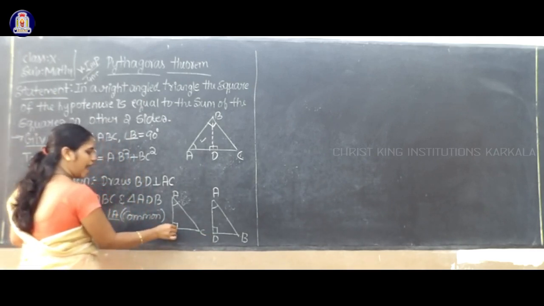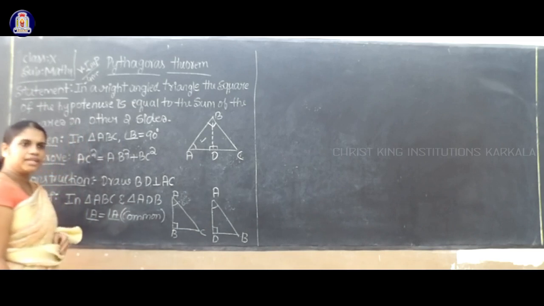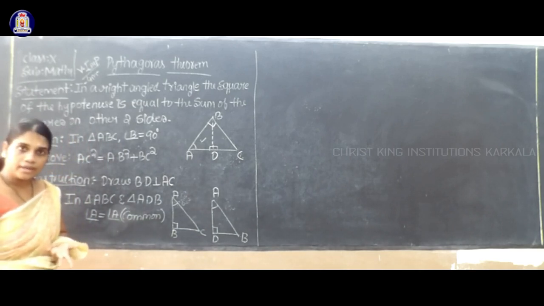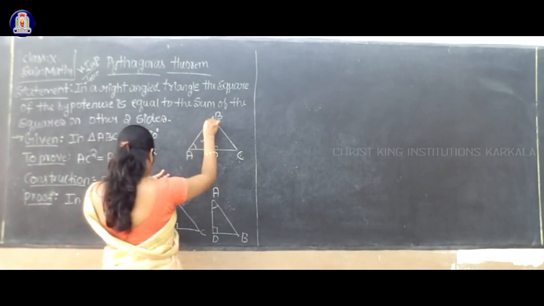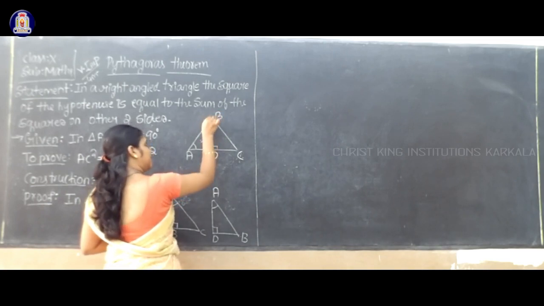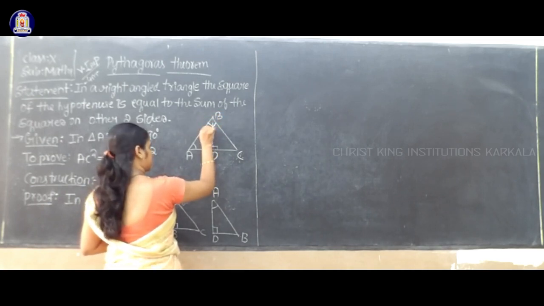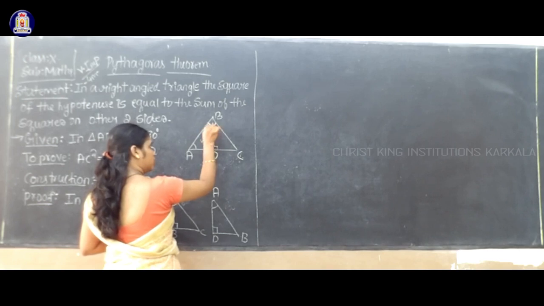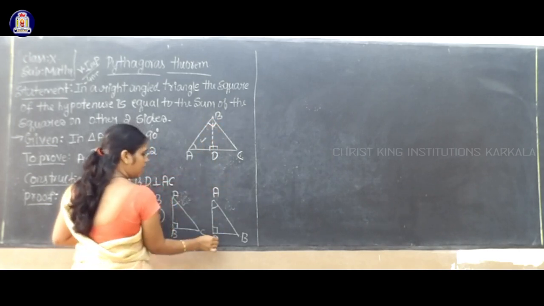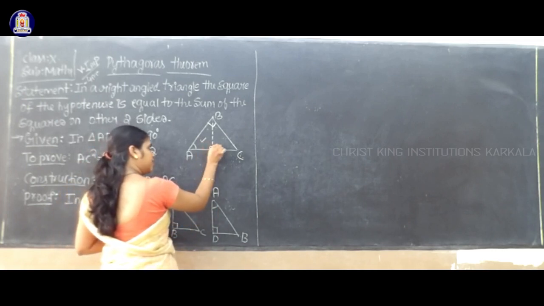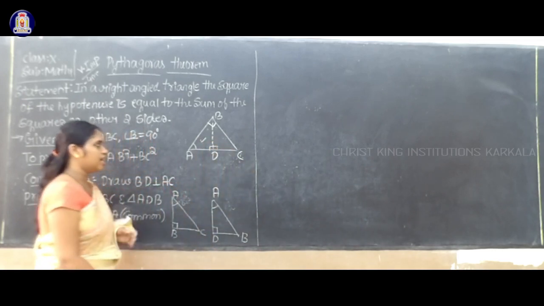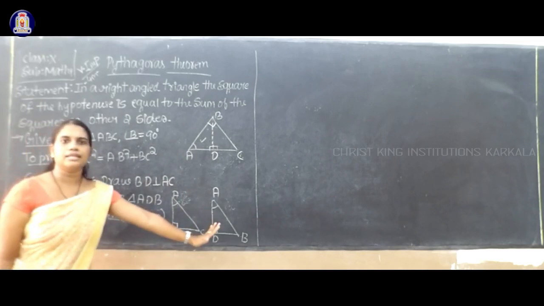Can I write angle B and angle D independently? No. Why? Because just look at your figure. This angle B is divided into two parts, isn't it? Once again, angle D is also divided into two parts. So therefore, I cannot write the angle B and the angle D separately.